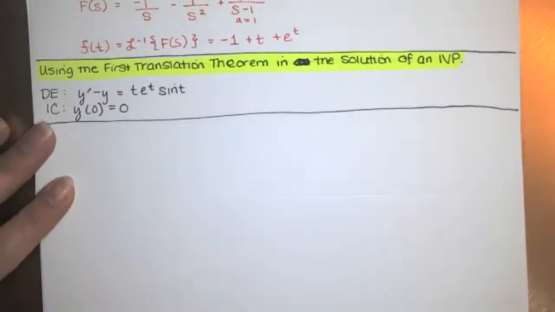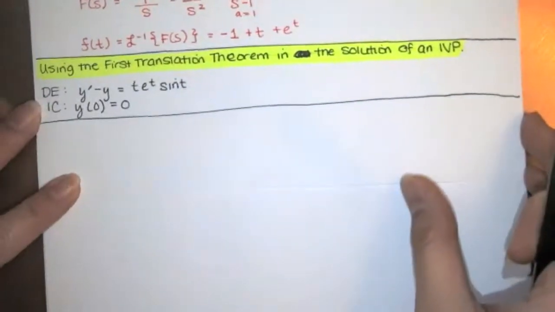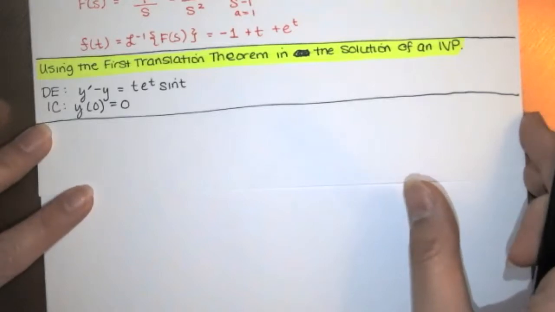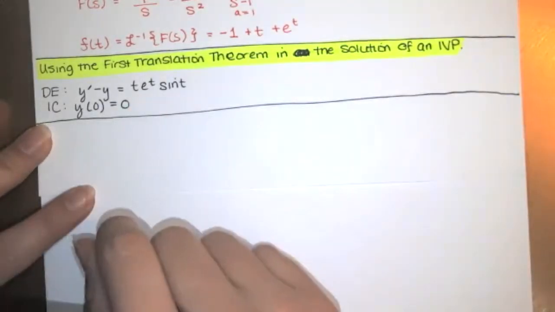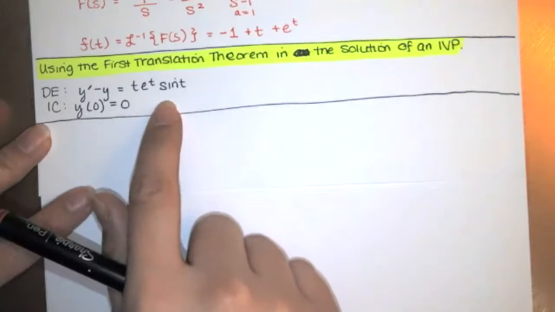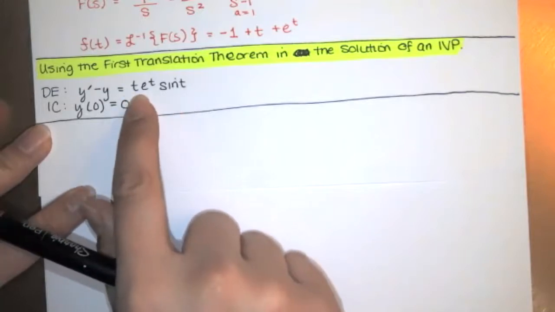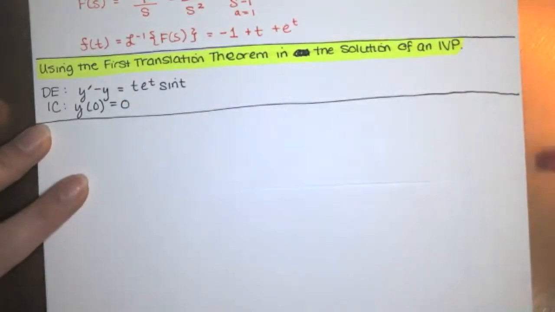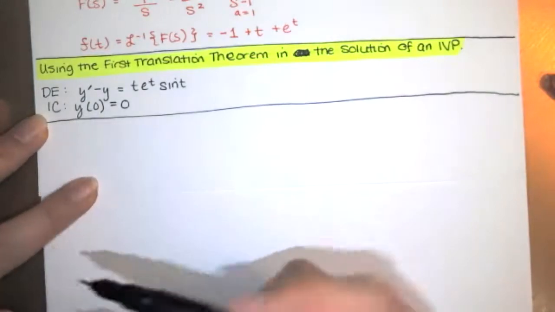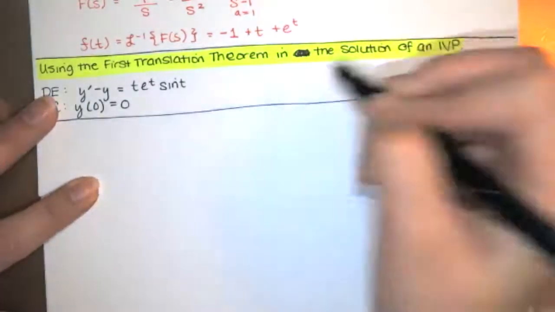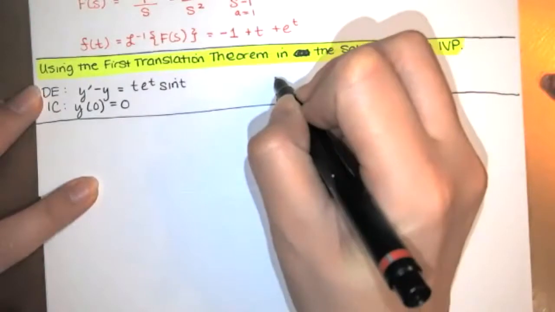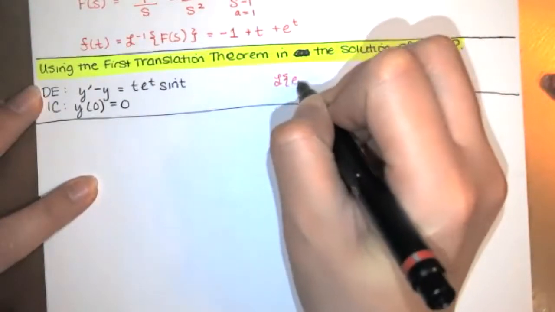In this video, we use the first translation theorem in the solution of an initial value problem, and it's just a first order differential equation. Notice that the right-hand side involves a t times an exponential times a sine of t, and we have y of 0 equals 0.